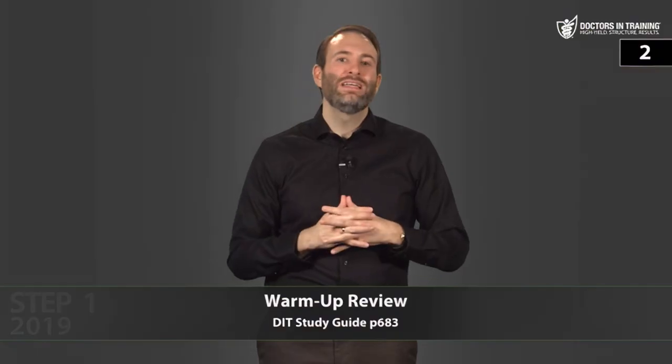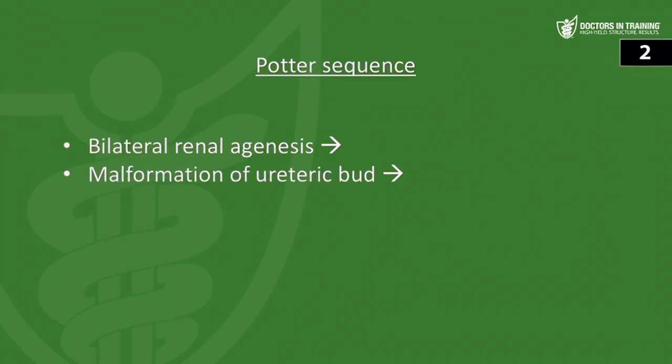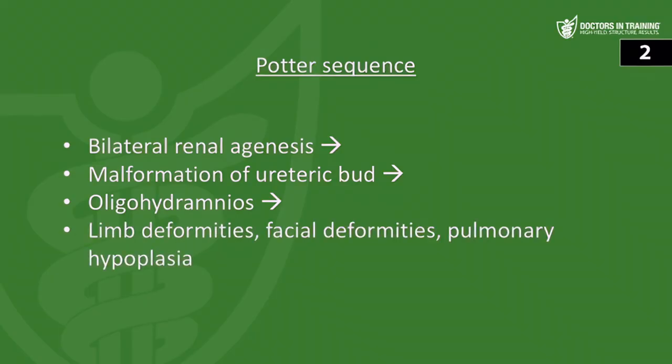Next, we have deficiency of tyrosinase, that's going to be albinism. Next question, what is Potter sequence? So this is where you have a bilateral renal agenesis because there is a malformation of the ureteric bud. That causes oligohydramnios because the fetus is not making urine, and that causes a lot of problems as well, like limb deformities, facial deformities, and pulmonary hypoplasia. All right, that's it for the warm-up. Let's get to that lecture now.